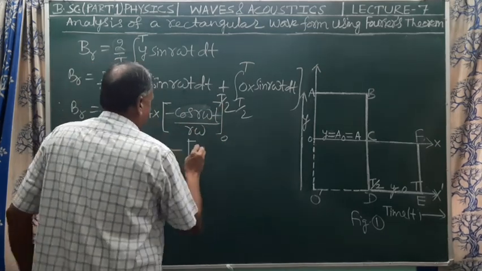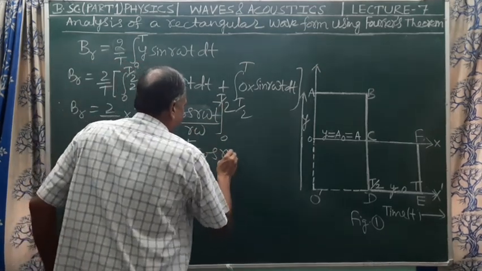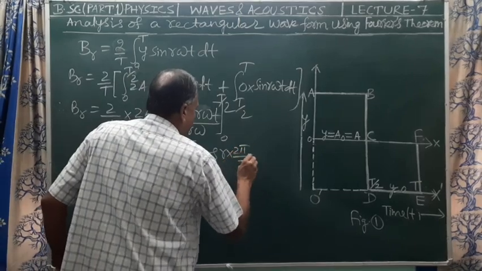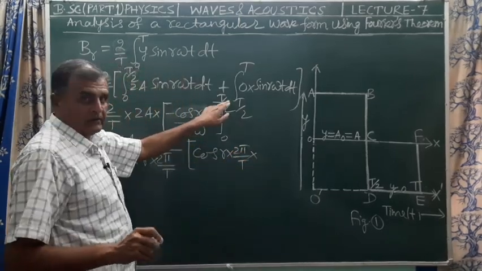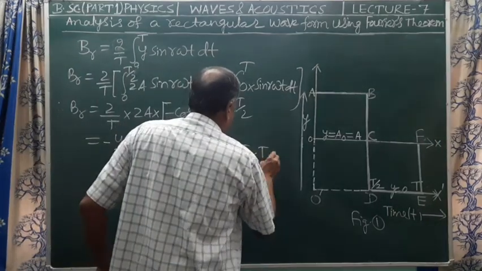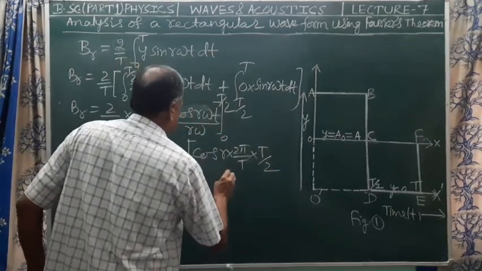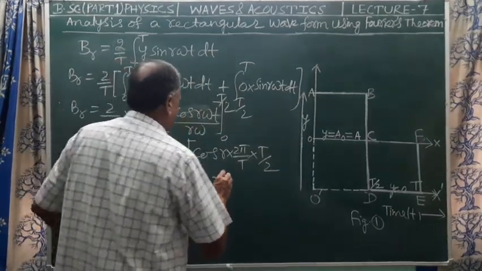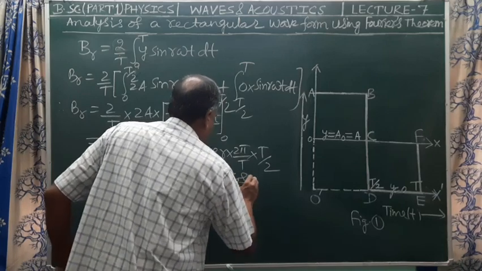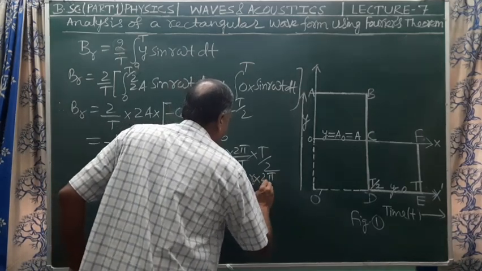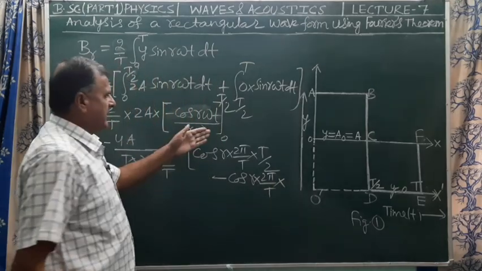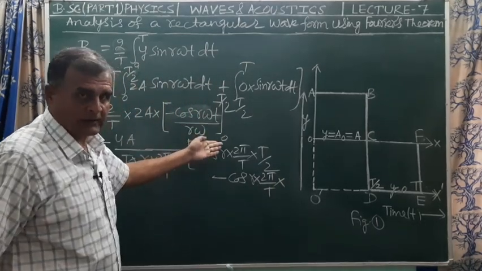So we have cos r omega, which is 2 pi upon T, and small t is replaced by the upper limit capital T by 2. So it is T by 2, minus cos r omega, again 2 pi upon T, and time t is replaced by the lower limit 0.